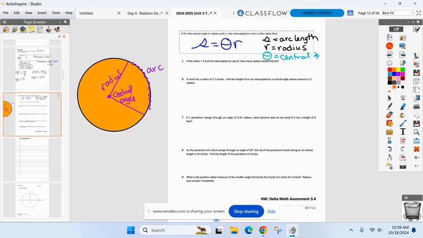But here's where I'm going to start getting fired up. If you want to use that formula, this angle has to be in radians. You cannot use degrees in this formula. Well, what if I'm given degrees? Convert it. That's what we've been spending the last day on. So make a note: your central angle has to be in radians to use this formula. If it's not, you have to convert it before you plug it in.